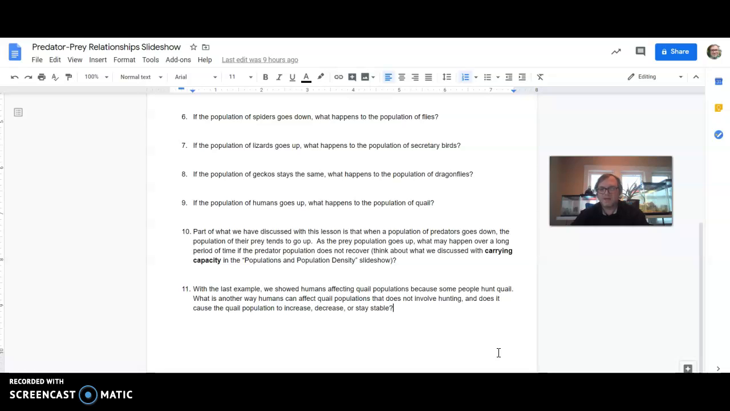They're the ones that make that bob white kind of noise, if you've ever heard Bob White quail out in the country. But even if we're talking about birds in the city, birds and humans have interactions with one another. So how do humans affect these bird populations? Think about one way we affect the populations and what it causes that population to do: increase, decrease, or stay stable.